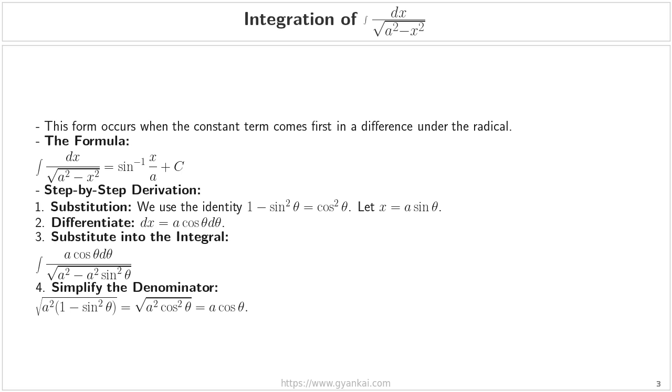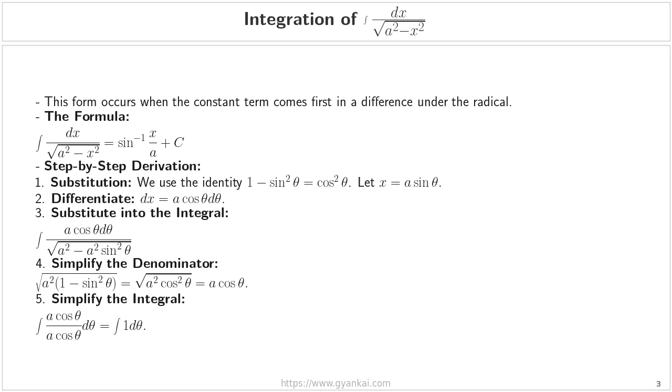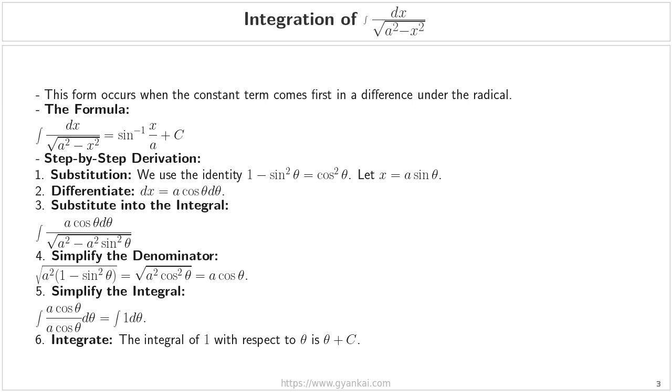So, we have the square root of a squared cosine squared theta, which simplifies to a cosine theta. This simplifies our integral in step 5 to the integral of a cosine theta d theta divided by a cosine theta. The cosine theta terms cancel out, leaving us with simply the integral of 1 with respect to d theta. Step 6 is the integration itself. The integral of 1 with respect to theta is just theta, plus our constant of integration, c.